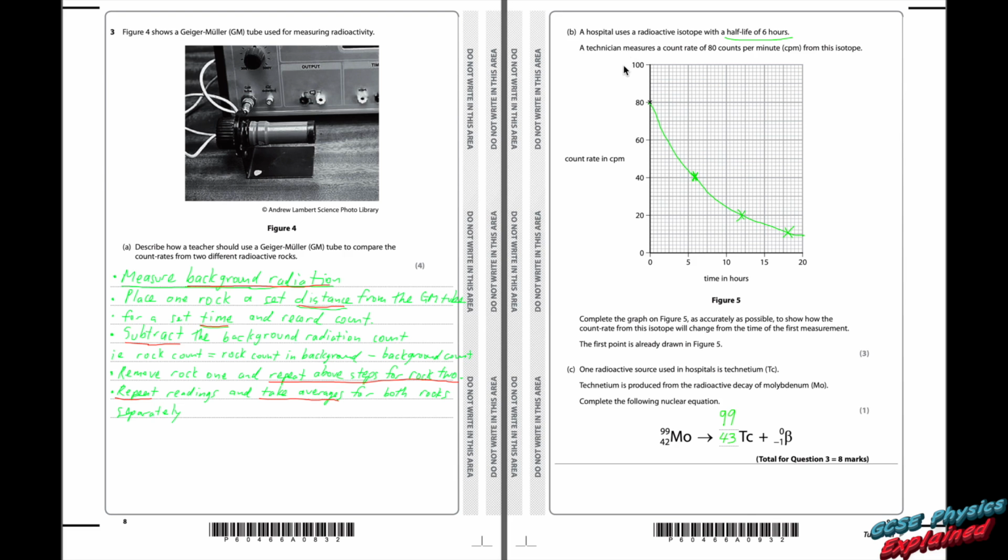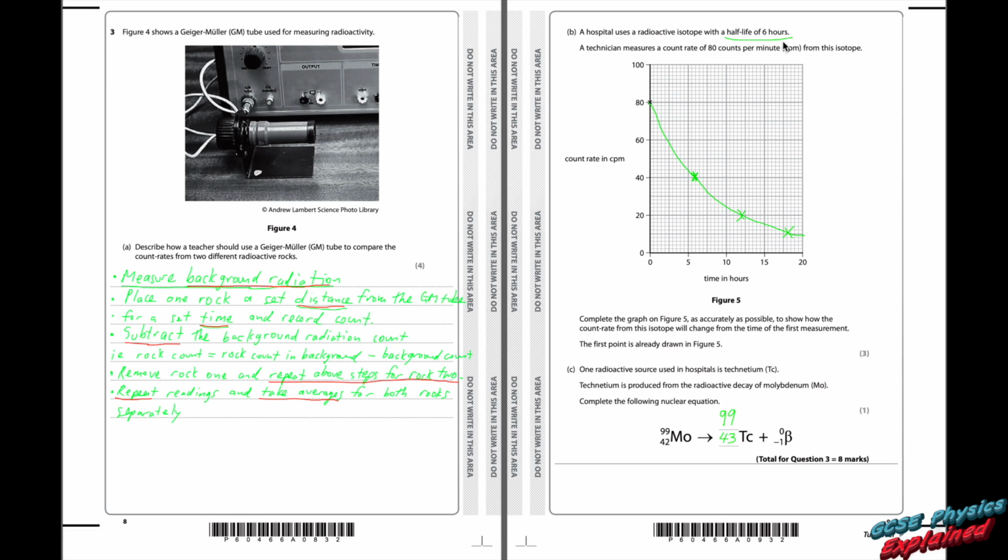Part B. A hospital uses a radioactive isotope with a half-life of 6 hours. A technician measures a count rate of 80 counts per minute from this isotope. Complete the graph on figure 5 as accurately as possible to show how the count rate from this isotope will change from the time of the first measurement. The first point's already been drawn for you.